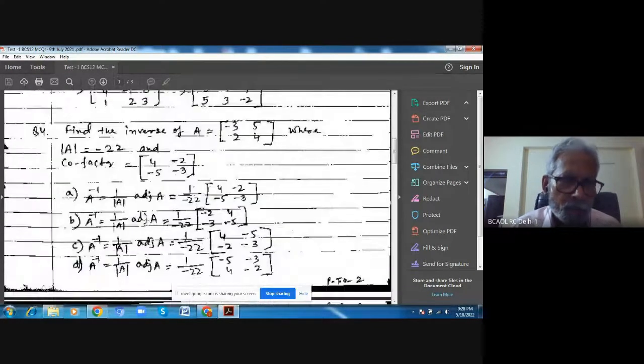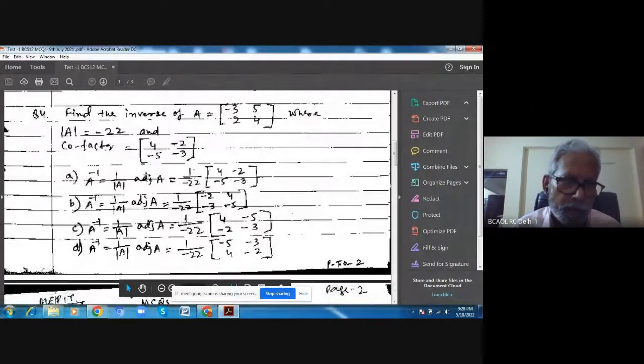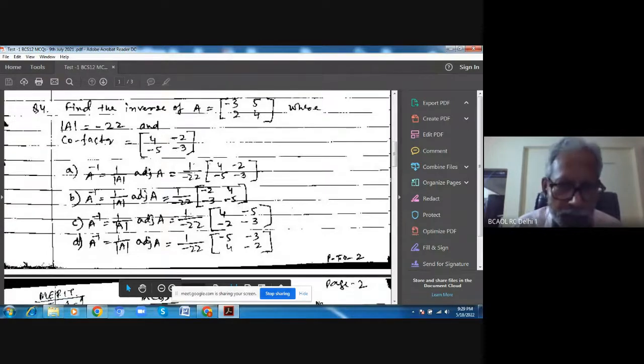Here some cofactors are also given, so you have to identify the formulas which are the correct ones. The only thing you see here is find the inverse of, but it is a cofactor, so not adjoint. Be careful about it, because at the time of adjoint it will change. It is transpose. So you have to be careful about it.